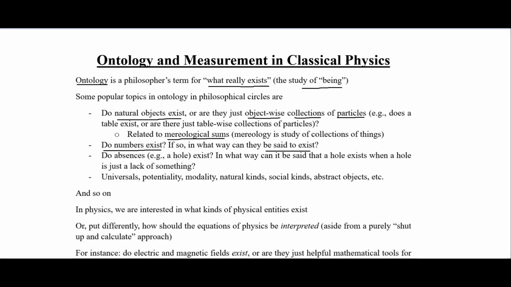Another one is, do absences exist? In what way can it be said that a hole exists when a hole is just a lack of something? Other things you see quite often in philosophy are universals. You could think of the universal tree. Is there a universal tree in which all other trees participate? Then there's potentiality, the idea in philosophy that if you have your hand open, it has the potential to become a fist.